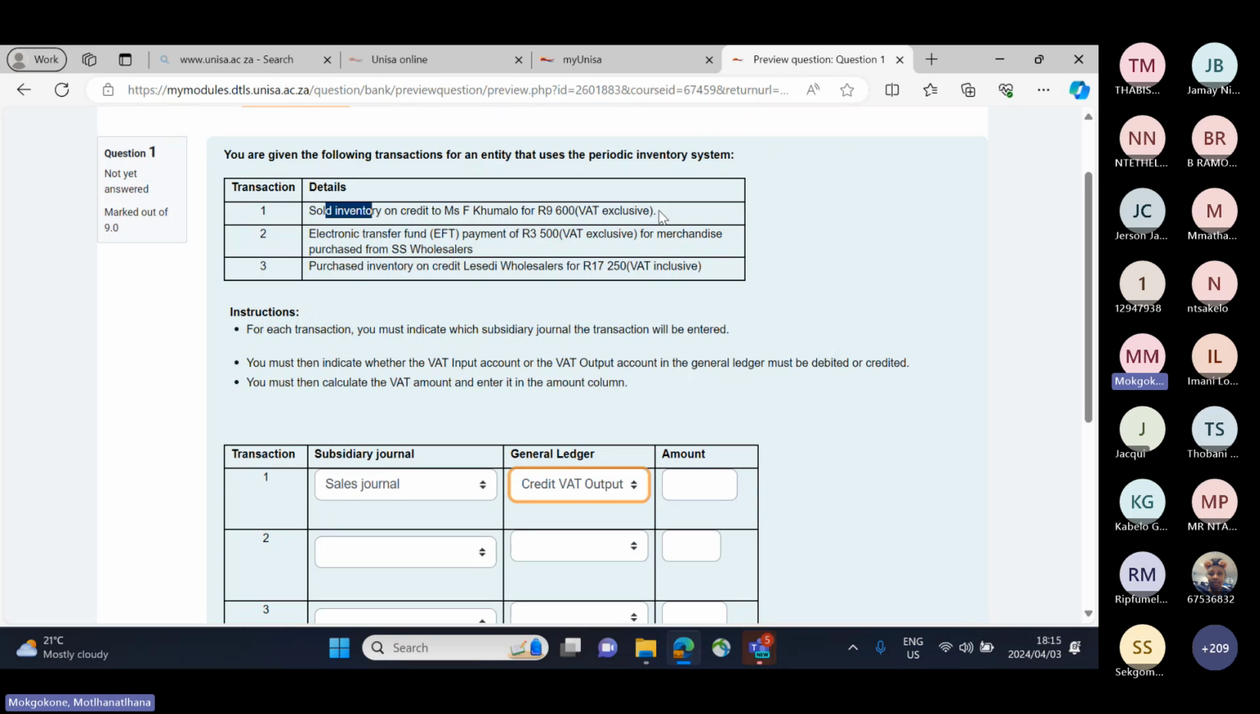The last instruction says you must then calculate the VAT amount and enter the VAT amount in the amount column. You say 9,600 times 15 divided by 100, because the amount is excluding VAT. Then you put your 1440 here. Then you are done with the first transaction.